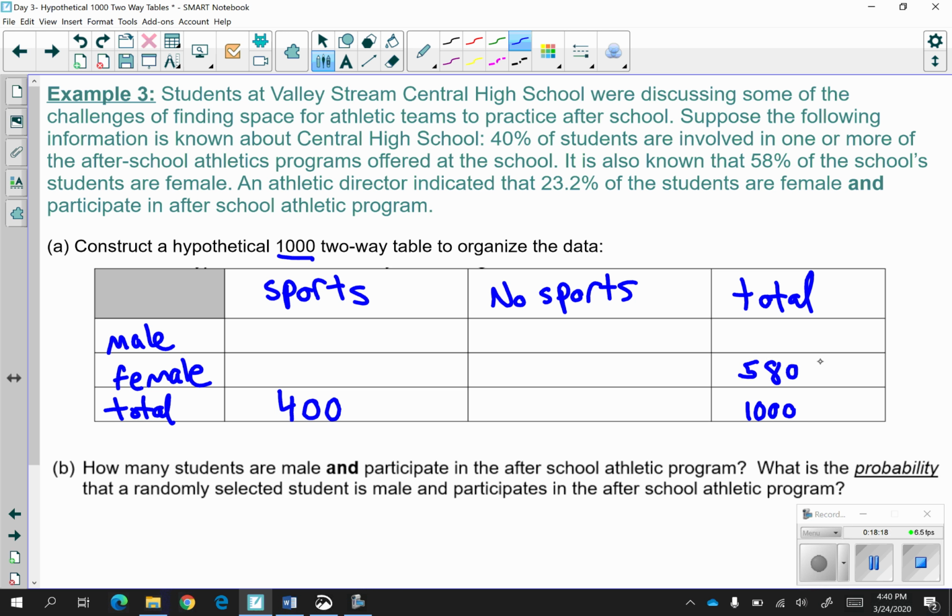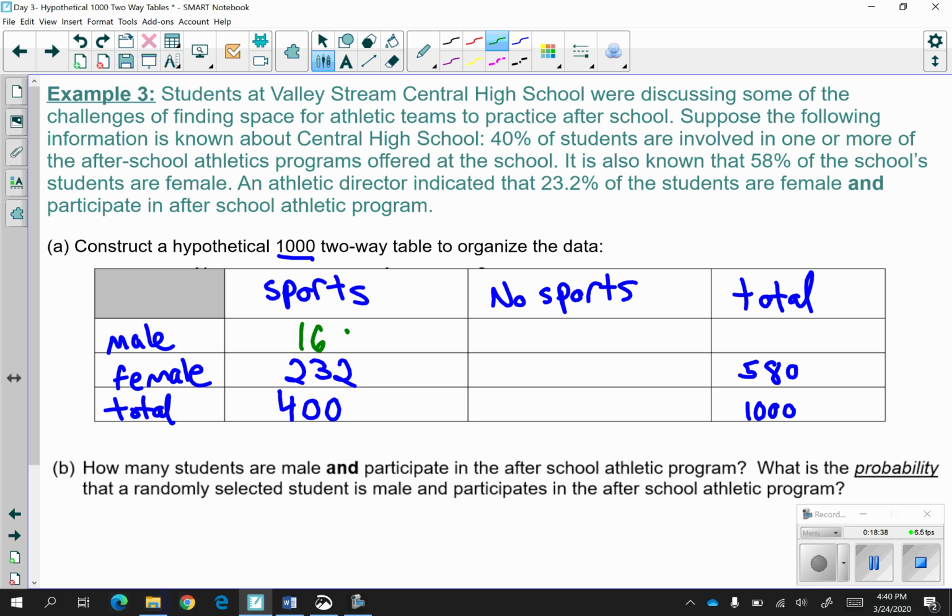And they're also telling you that 23.2% of the students are female and participate in an after-school athletic program. So there are 232 students who are female and like sports. From there, make sure that you filled out the rest of your table.